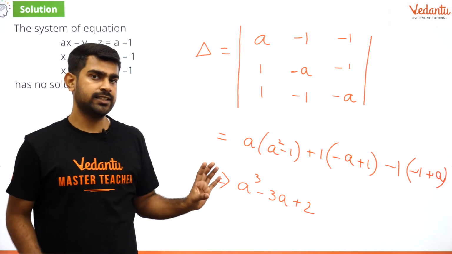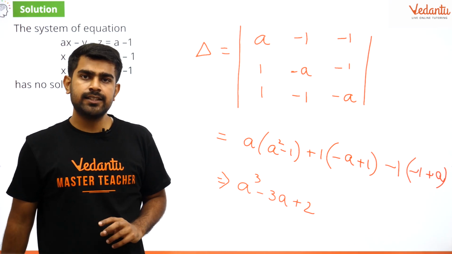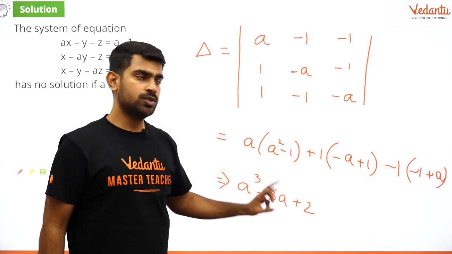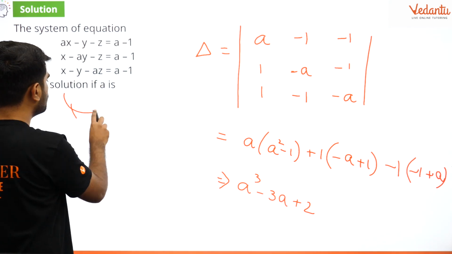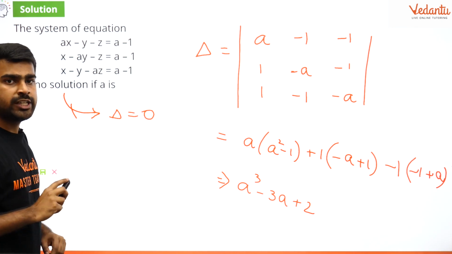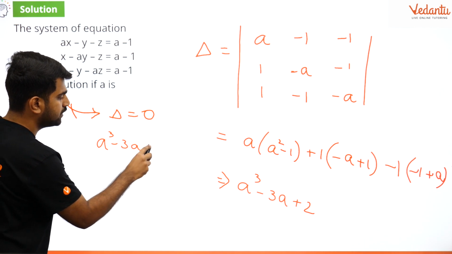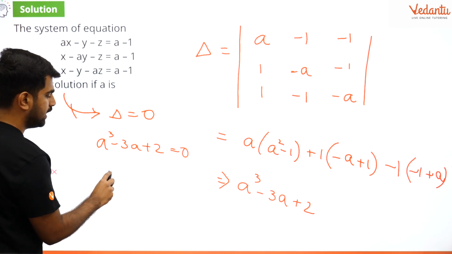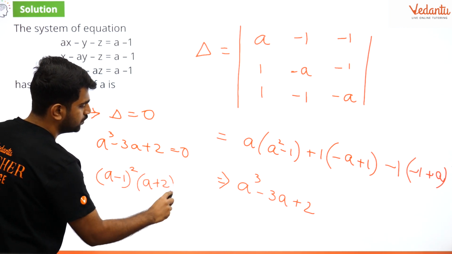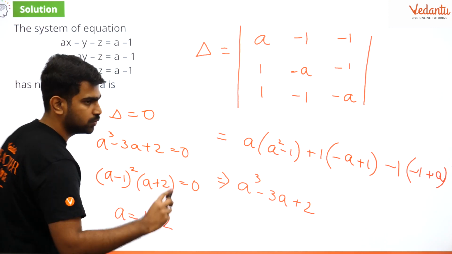I hope all of you have got it. Please check if I made any mistake guys, and you can let me know in the chat. Perfect. So my delta is going to be A cube minus 3A plus 2. Now we know that for no solution, my delta needs to be 0. If my delta is 0, then A cube minus 3A plus 2 needs to be 0. And what is that? That is nothing but A minus 1 whole square into A plus 2 equal to 0. So which gives me A equal to 1 or minus 2.